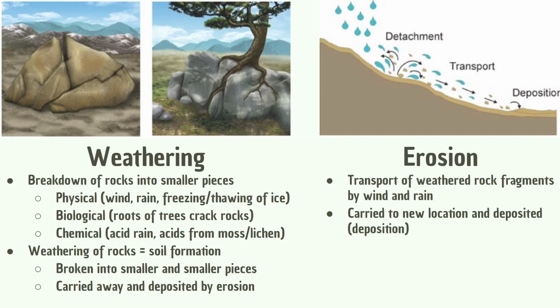Here we have a great diagram. We can see that as rain falls, it's going to detach or break off little bits that have been weathered. Then it is going to transport the small pieces and move them somewhere else. Deposition is the last step of erosion. We can see soil is starting to build up in layers here. So erosion is critical to soil formation as well.